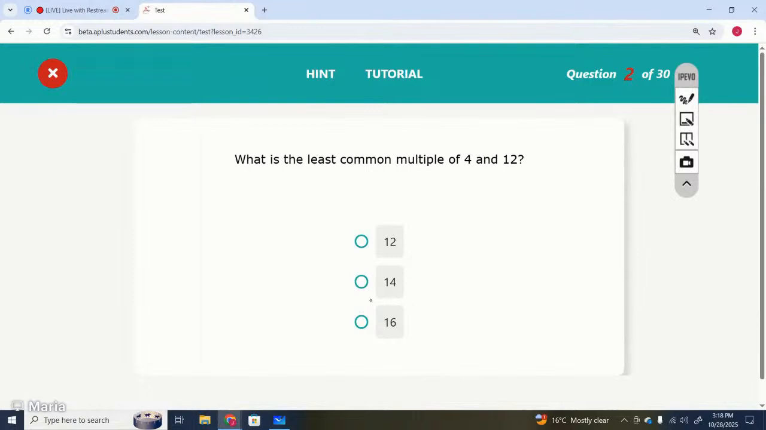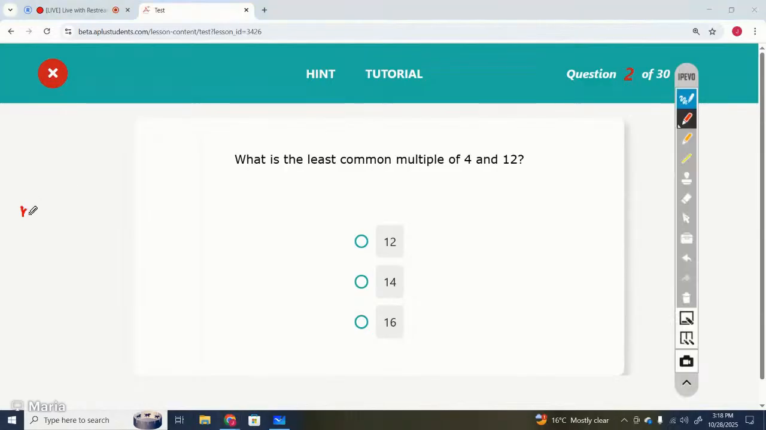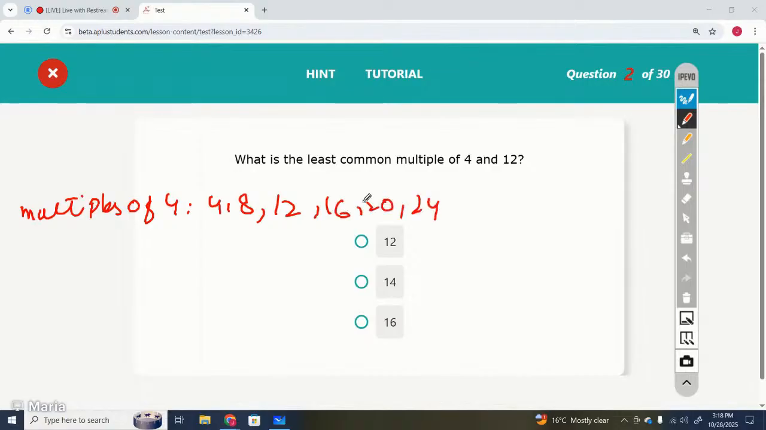What is the least common multiple of 4 and 12? So let's just write down the multiples of 4. The multiples of 4 are 4, 8, 12, like the table of 4 actually it is, right? 16, 20, 24, and so on. Now I'm going to write down the multiples of 12.